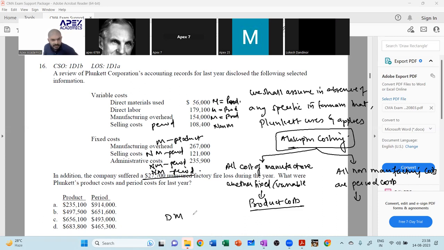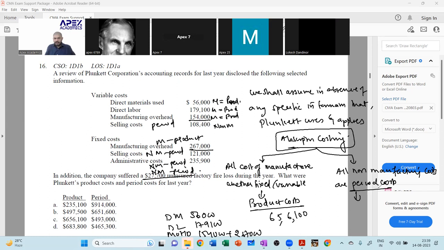So over here in product cost, what will come? You will have direct materials, 56,000. You will have direct labor, 179,100. You will have manufacturing overheads, 154 plus 267. What is the total? It will be 56,000 plus 179,100 plus 154,000 plus 267,000. The answer is 656,100. So your product costs are 656,100.